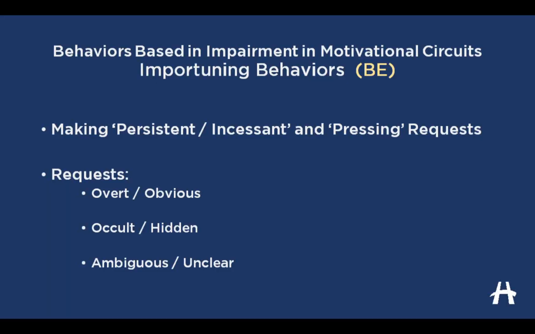One of the ways in which a request can be expressed is overt or obvious. Another way to express a request is occult. You know, occult fecal, occult blood, occult, hidden. And then another way to express a request is ambiguous or unclear. And what's important is to remember the way in which a request comes to you is determined by the stage of dementia.